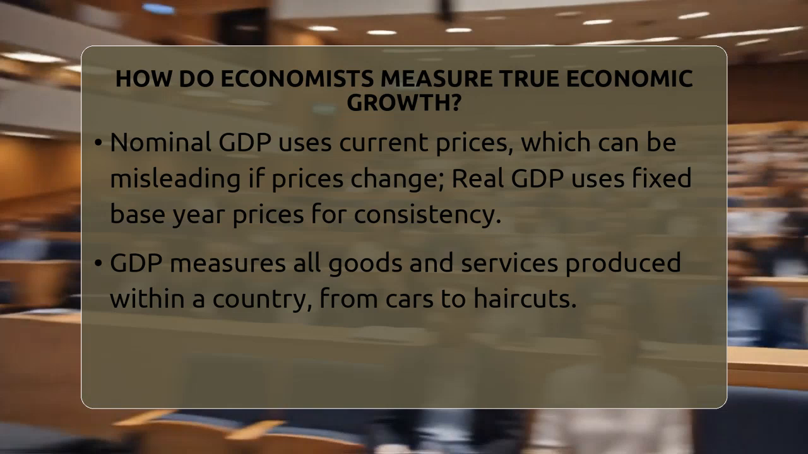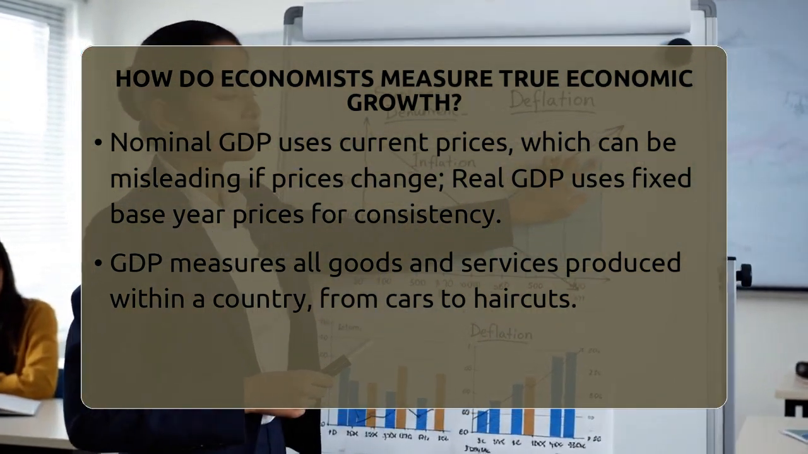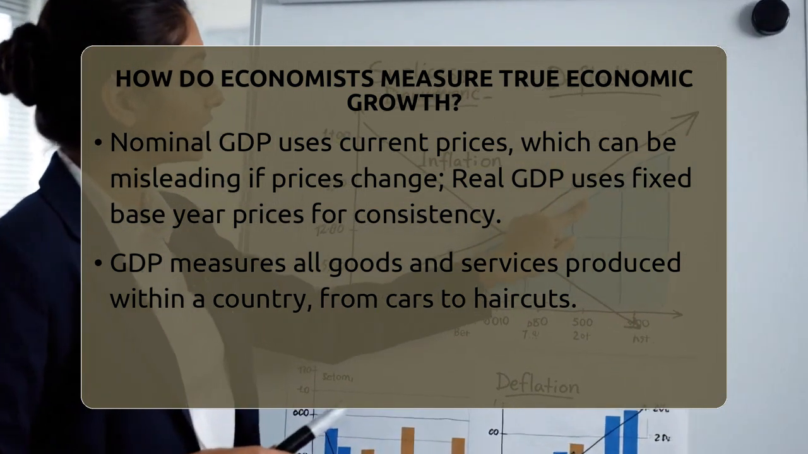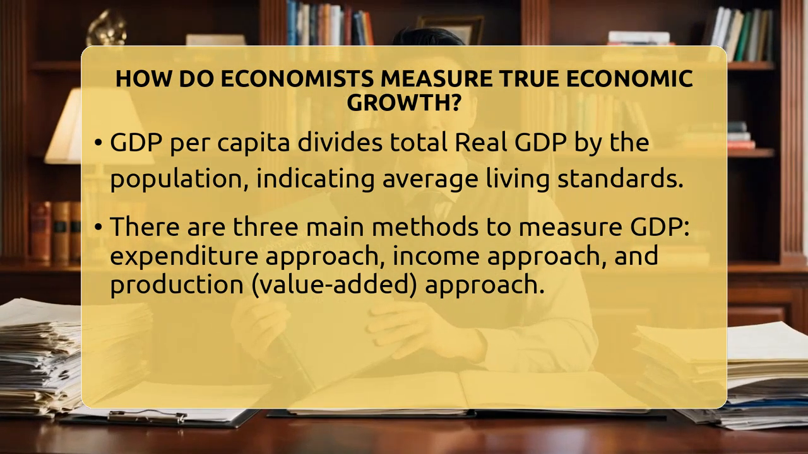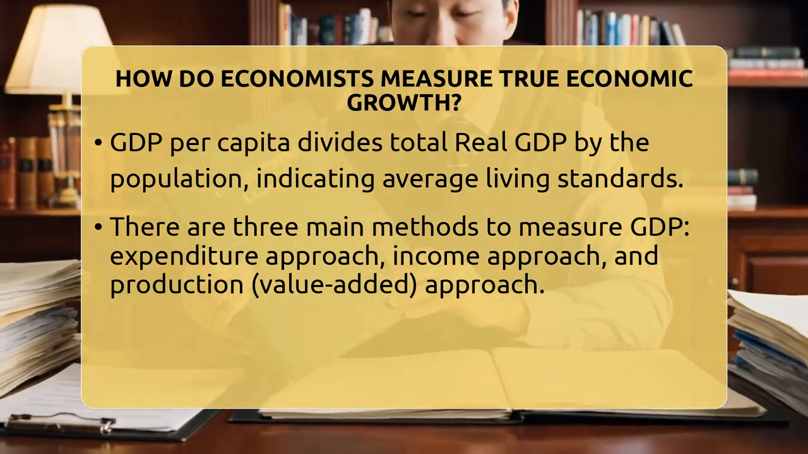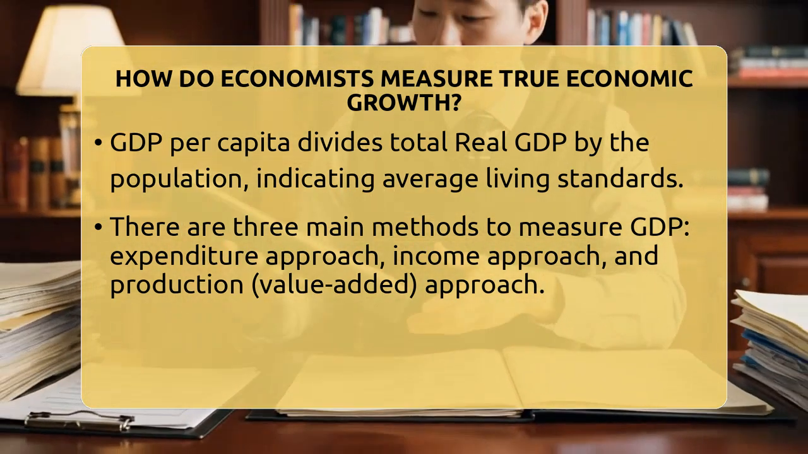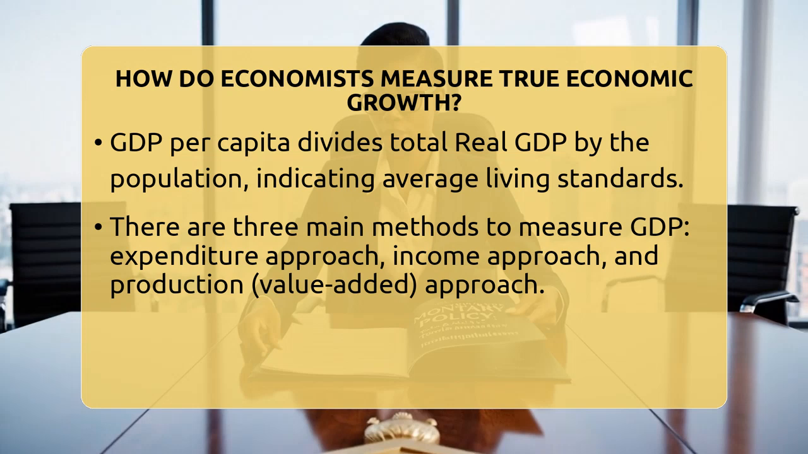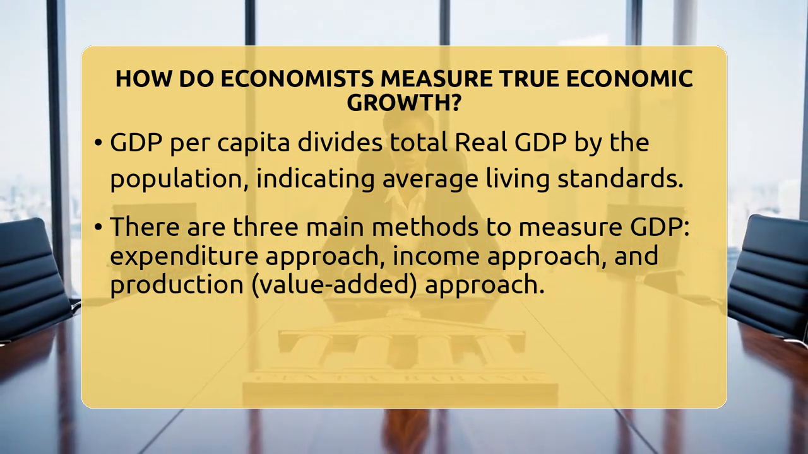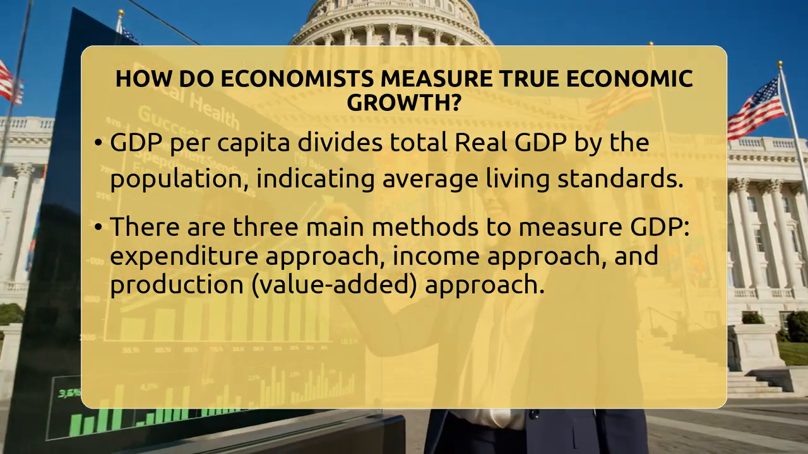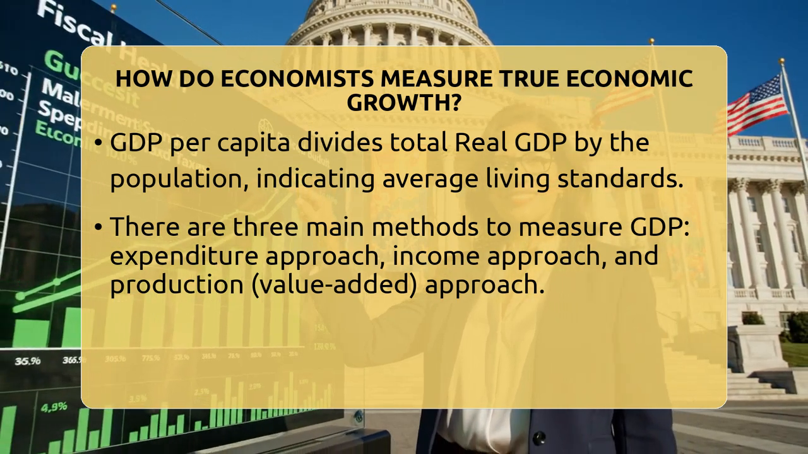There are three main ways to measure GDP. The first is the expenditure approach, which adds up how much people spend on goods and services, including investments, government purchases, and exports minus imports. The second is the income approach, which totals all the money earned by workers, businesses, and the government. The third is the production or value-added approach, which sums up the value added at each step of making goods and services. Ideally, all three methods should give the same result, confirming the accuracy of the measurement.